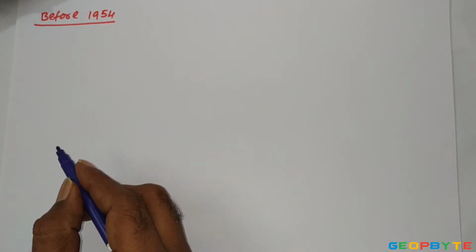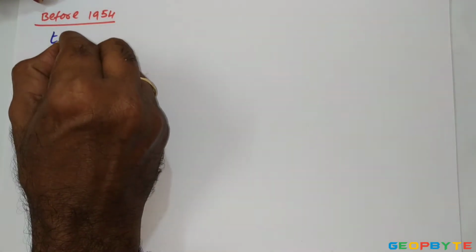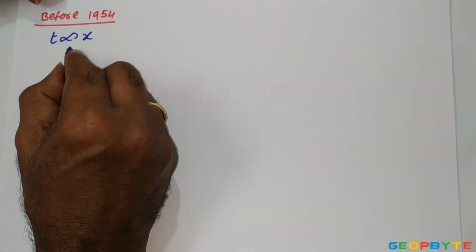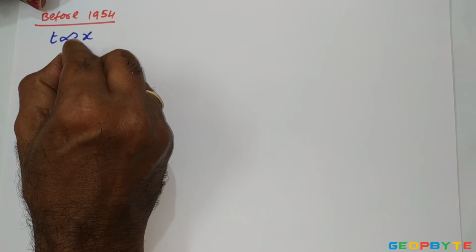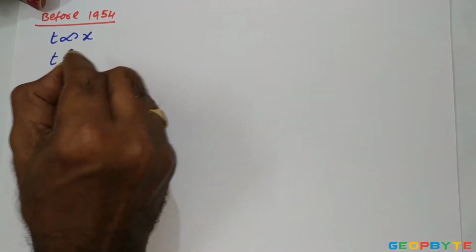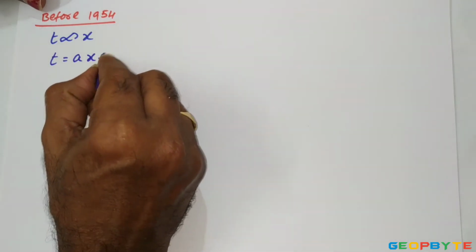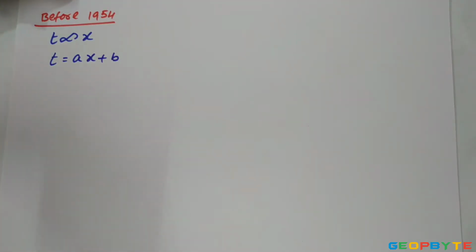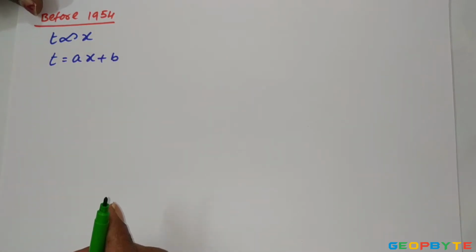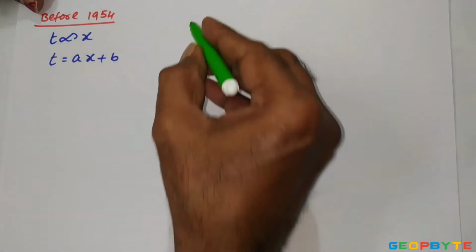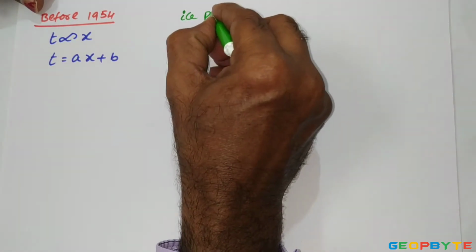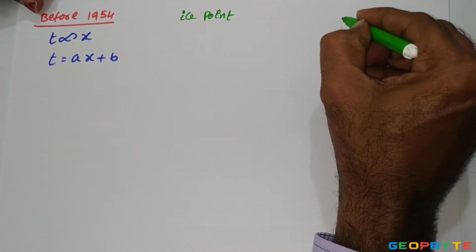The general relation between temperature and thermometric property X for an ordinary thermometer is T proportional to X. For eliminating the proportional limit, I am taking constants: T equal to Ax plus B, where A and B are constants. Those two constants can be found from the two fixed temperature limits. One is the ice point and the other one is the steam point.